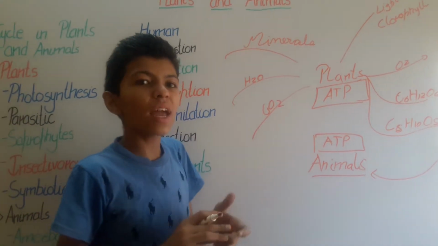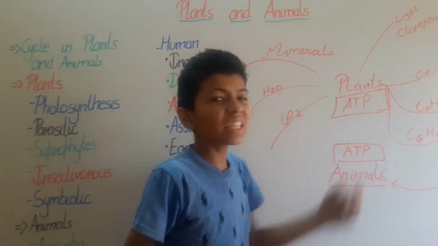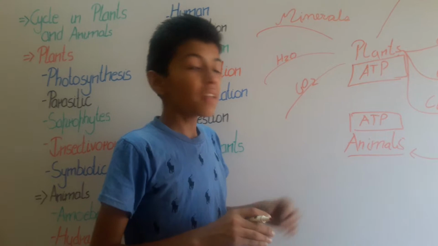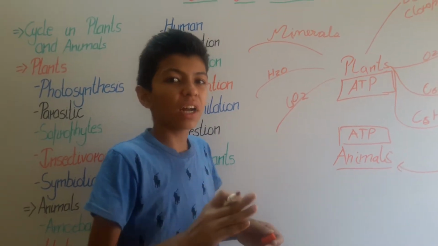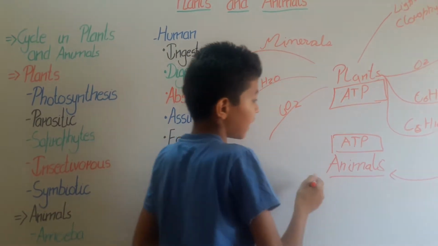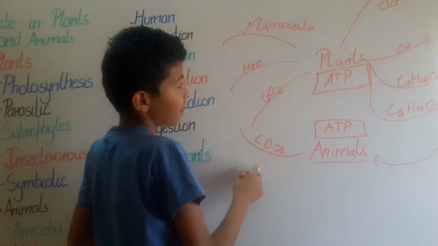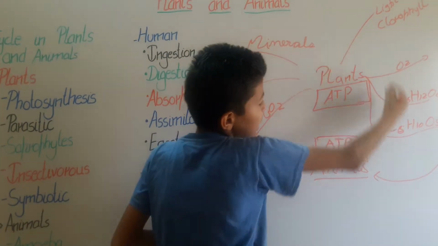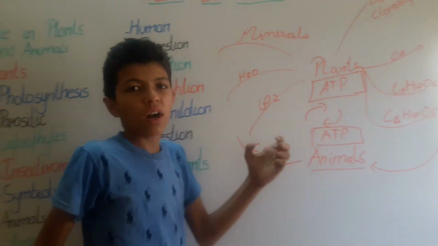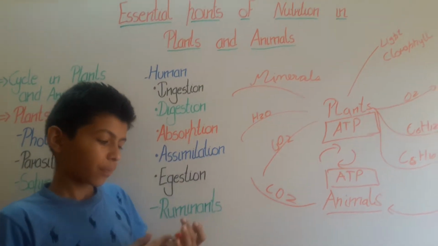So how do they obtain this? The food particles are then transferred to all parts of our cells. The cell has a special organelle called mitochondria, which helps convert it into the ATP energy and release CO2, which is carbon dioxide. Then this process goes on and on. So this is called a cycle in the plants and animals.